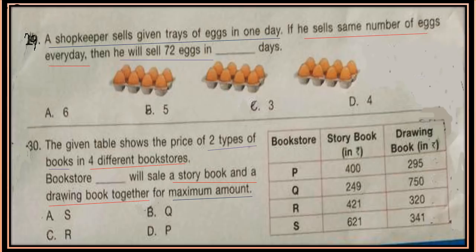Question 29. A shopkeeper sells the given tray of eggs in one day. If he sells the same number of eggs every day, then he will sell 72 eggs in how many days? So 3 trays of eggs are given. He sells these trays of eggs in one day, and the same number of eggs he sells every day. So in how many days will he sell 72 eggs?